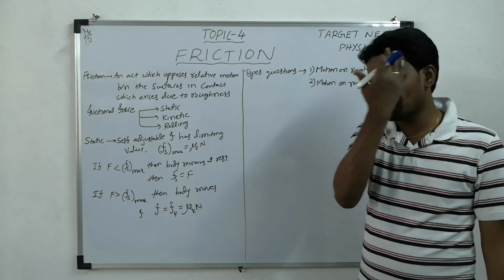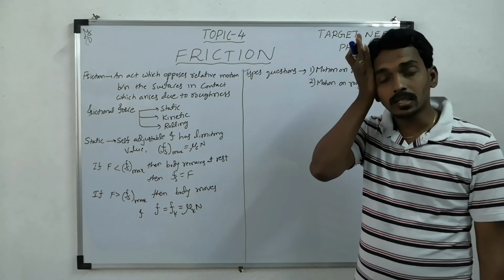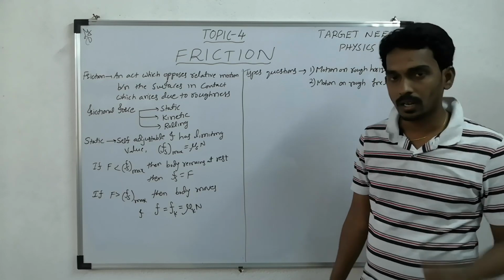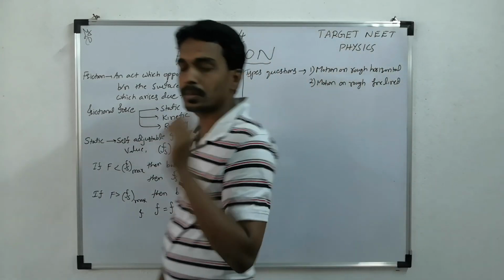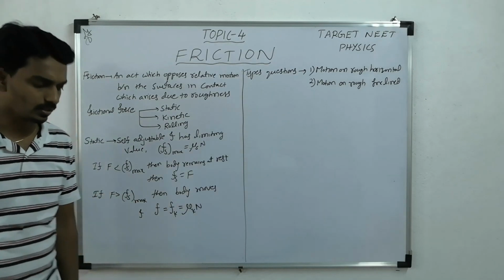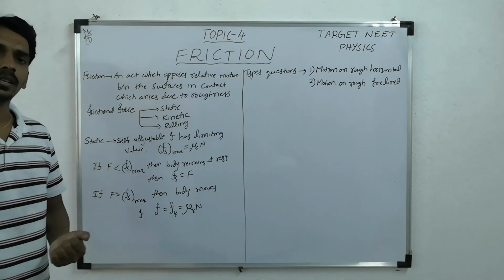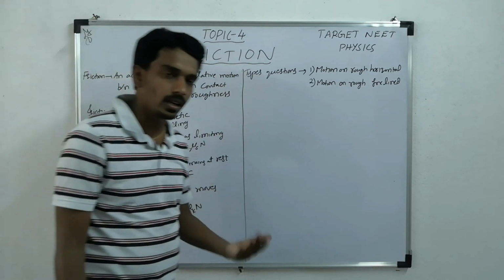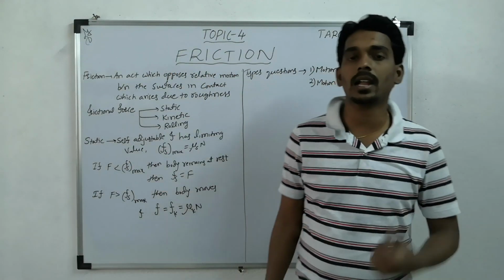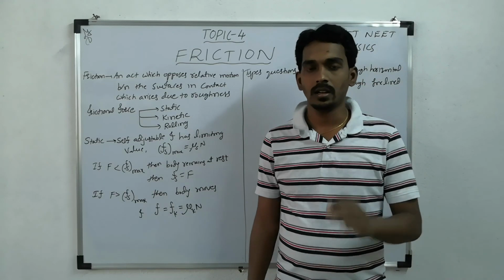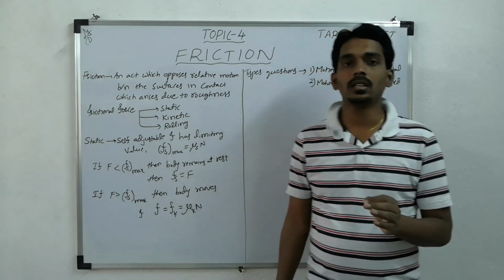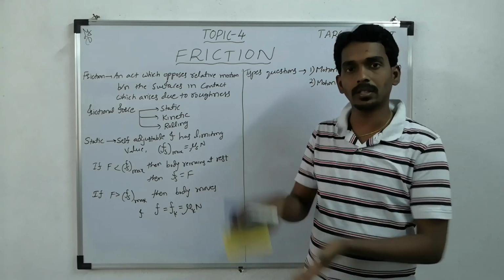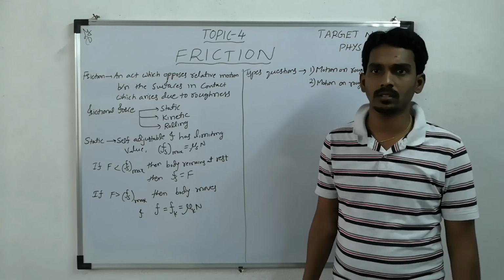Now if you consider friction, what are the basic things required to understand the friction concept and to solve numericals based on friction? First, what is the meaning of friction? Friction is nothing but an opposition that develops to oppose the sliding between the surfaces. Not the motion, but the opposition to relative sliding between the two surfaces.